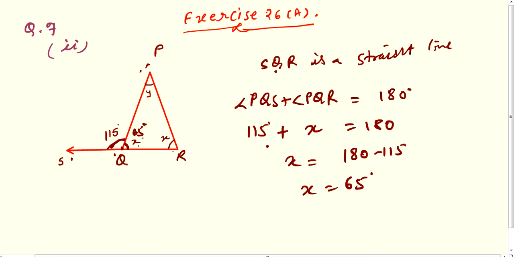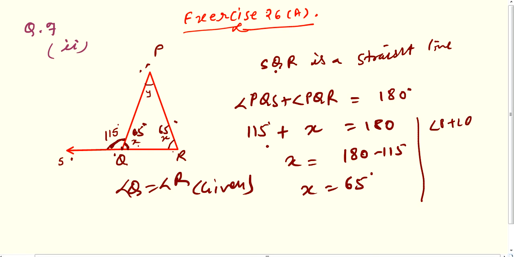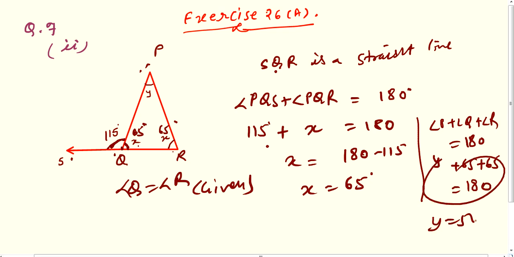If this X is 65, that means this is also 65. Why? Because angle Q equals angle R; the reason is given in the question. So now you have to use the angle sum property. Angle P plus angle Q plus angle R equals 180 degrees. Angle P is Y, angle Q is 65, angle R is 65, equals 180. Solve this and you will get Y equals 50. So this is your required answer. The third question you can solve.